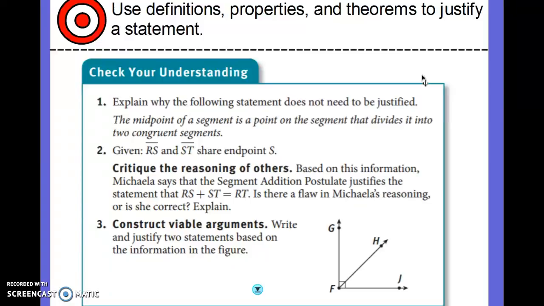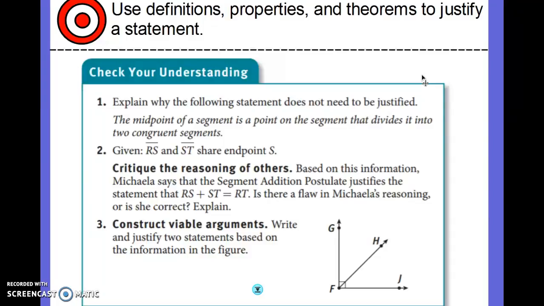Just so you know, whenever we use words in a justification, like definition of a midpoint, definition of supplementary, we're using that as basically a shorthand way to refer to the full statements of their definitions. We could actually put the full statement in there if we wanted to.